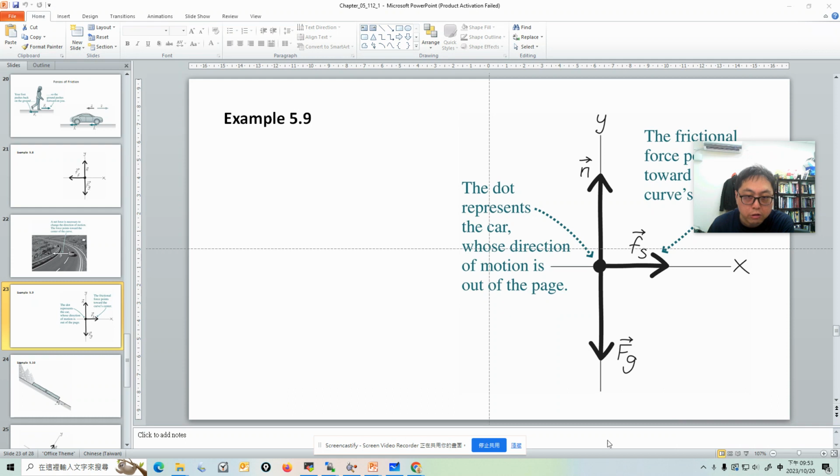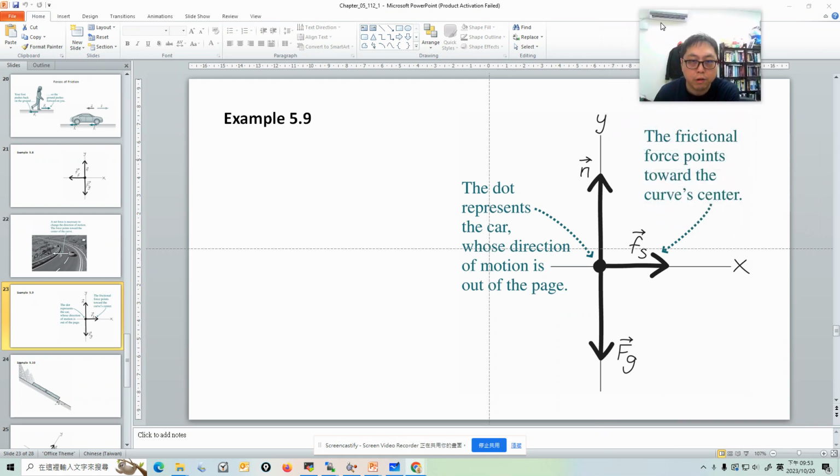Okay. So what you're trying to ask is, there's a car. Okay, there's a car, and he wants to make a turn. There's a car making a turn. There is a car here, and he wants to make a turn on two different kinds of surface.